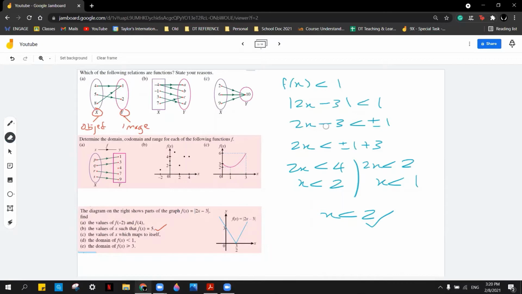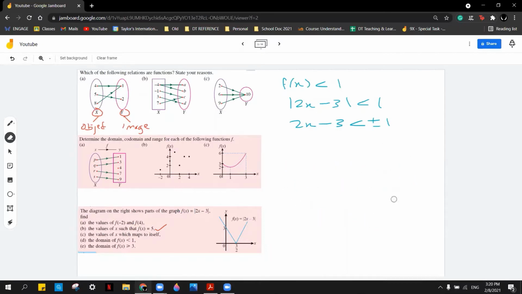If you notice here, there's a plus minus, isn't it? Actually, the method is not like this. Let me show you how to do it. The correction here is 2x minus 3. When the modulus is taken out, you get less than 1 and more than -1. There you go, this is how you solve this.